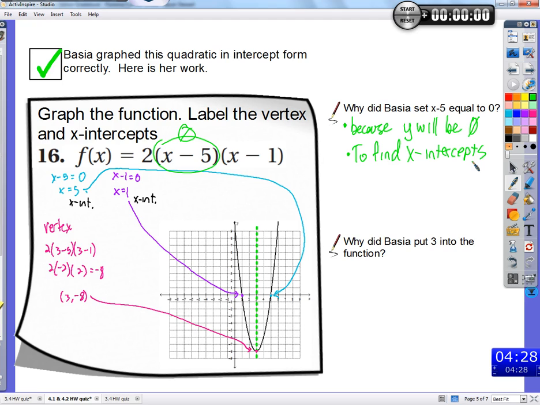Remember, the only reason why that works is because we are just multiplying these numbers together. There's no addition, no subtraction. We're taking advantage of something called the zero product property. We know y is going to be 0 if we multiply by 0. Great, so she found those 2 points, 1 and 5. And so we're on to the next question. Take a minute to write down your response to this. Why did Beja put 3 into the function? She put 3 in for x.